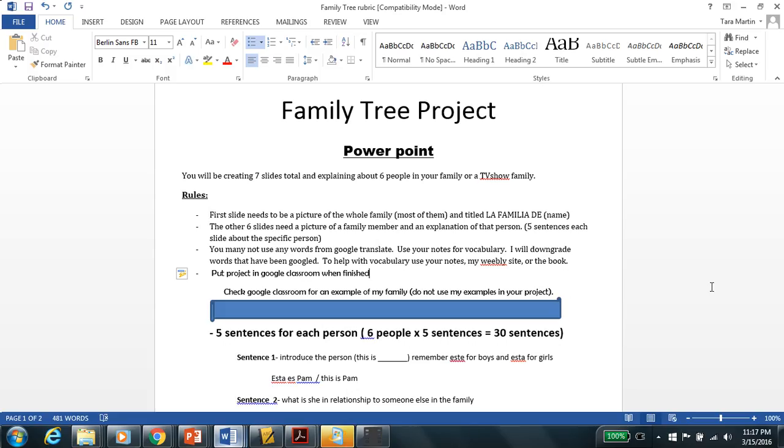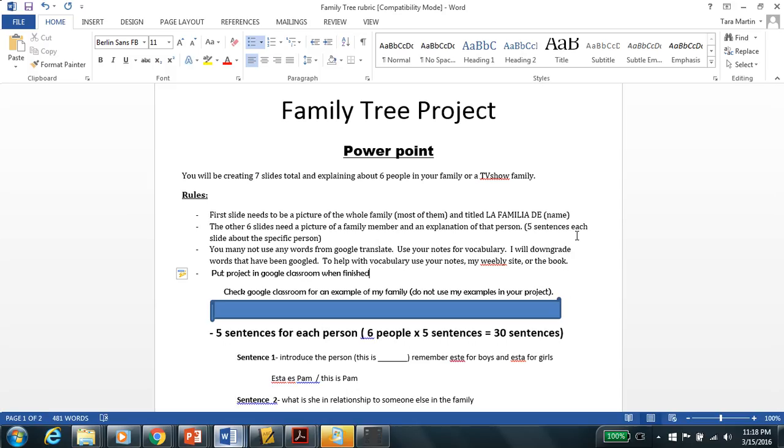Okay, so anyway, your first slide needs to be a picture of the whole family you're talking about. So, for example, if I was going to do The Simpsons, I would show the whole family of The Simpsons, and that would be my front page. And the title would be called La Familia de Simpson. So the Simpson family is what I'm trying to get at.